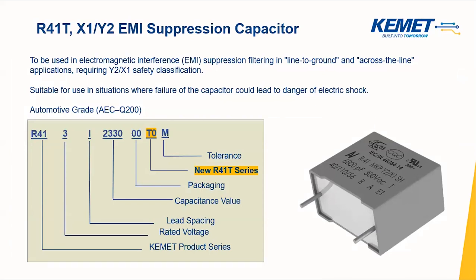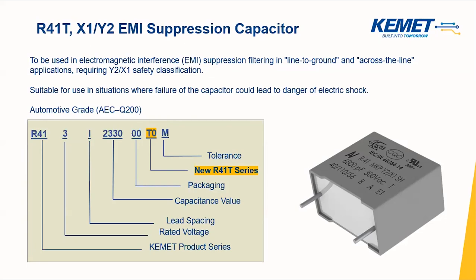Now coming to our latest Y2 series R41T. This capacitor series is also used for electromagnetic interference suppression filtering in line-to-line, in line-to-ground and across-the-line applications, which requires Y2 or X1 safety classification. This product is suitable for use in situations where failure of the capacitor could lead to danger of electric shock. And this is also ideal for harsh environmental conditions and meets demanding AEC Q200 qualification requirements.